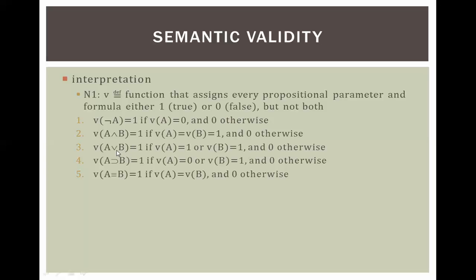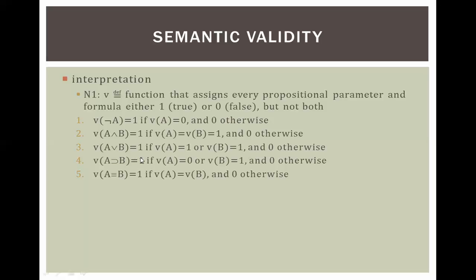A or B, the V of A or B equals 1 if either V of A equals 1 or VB equals 1. So if A is true or B is true, either one of those can be true, and A or B is true. Otherwise, A or B is false. So in other words, if at least one of these is not true, then this is not true.